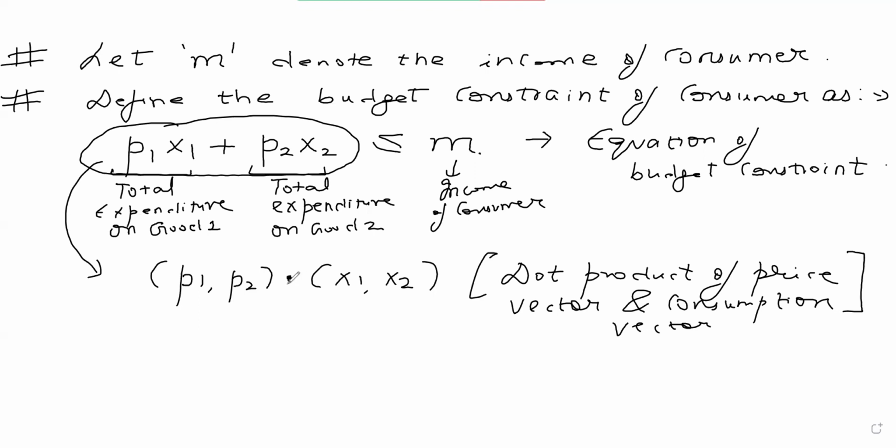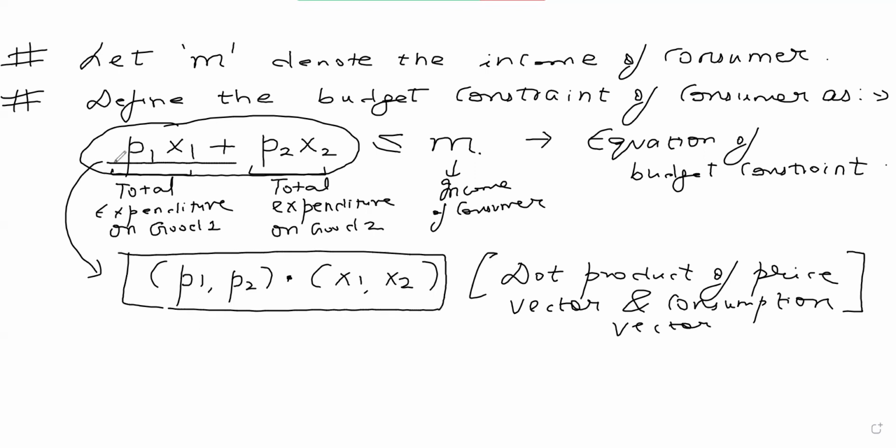So the dot product of 2 vectors, (P1, P2) dot (X1, X2), is given by P1X1 plus P2X2. Okay, so now let's look at the interpretation of the budget constraint.